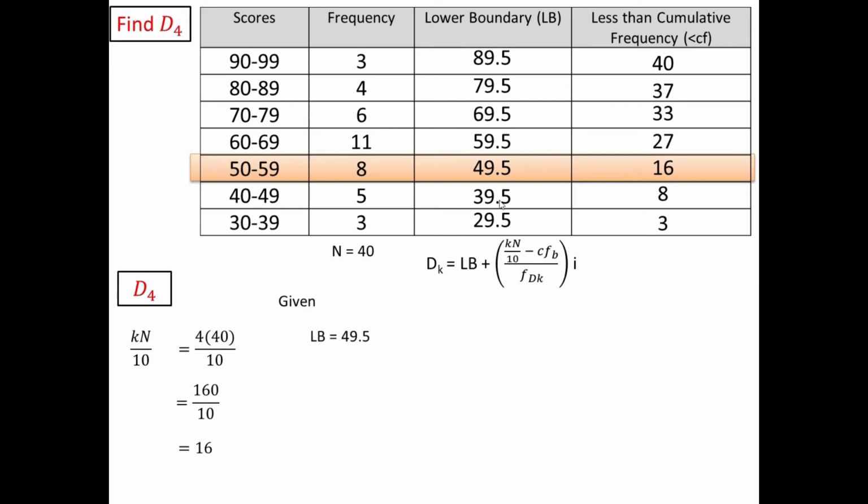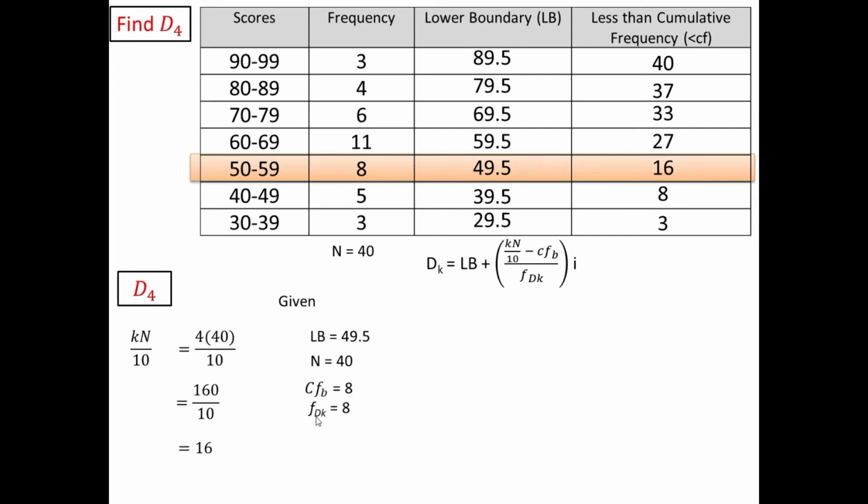Ang lower boundary natin is 49.5. Ang n natin the same, 40. Ang cumulative frequency before the fourth decile class, before meaning yung nasa baba. So, ito yung ating highlighted na fourth decile class, yung nasa baba ay 8. So, yun po yung lumabas, 8.